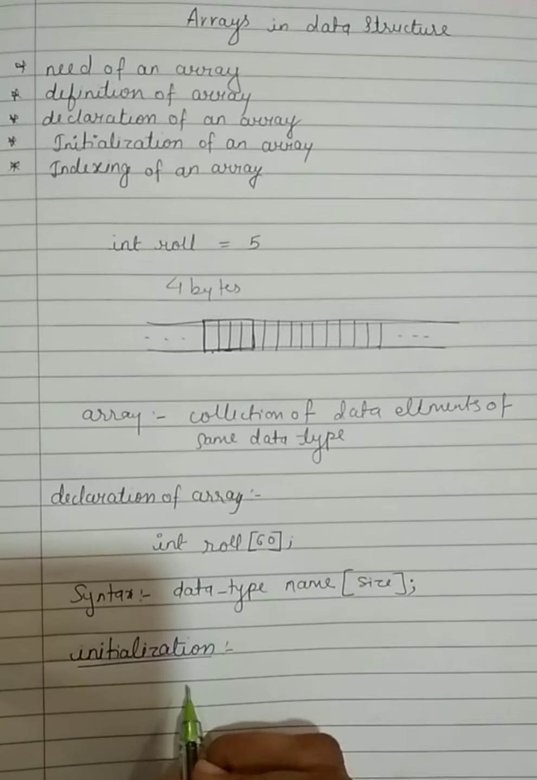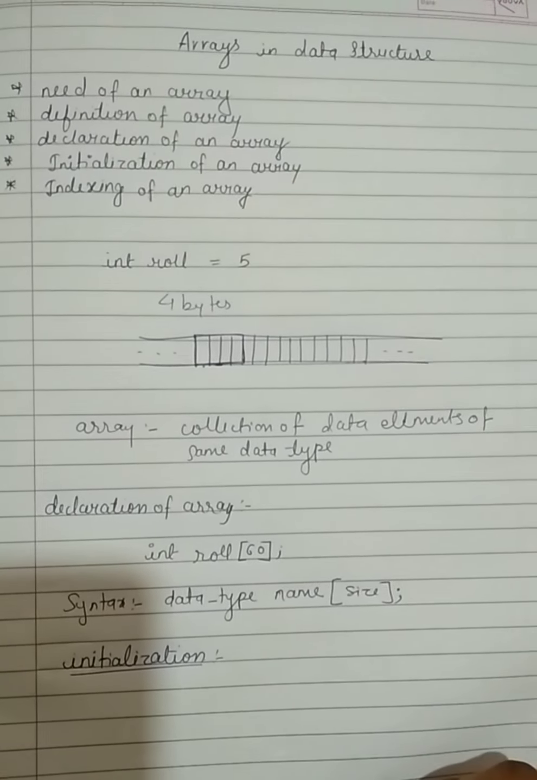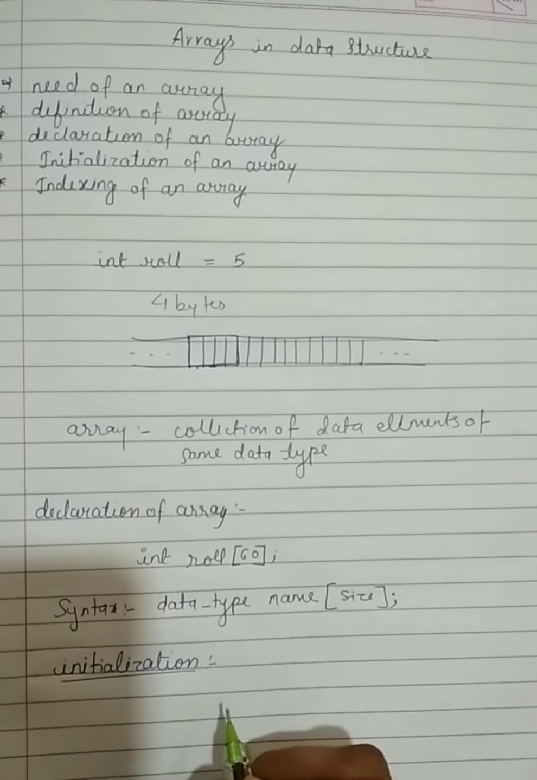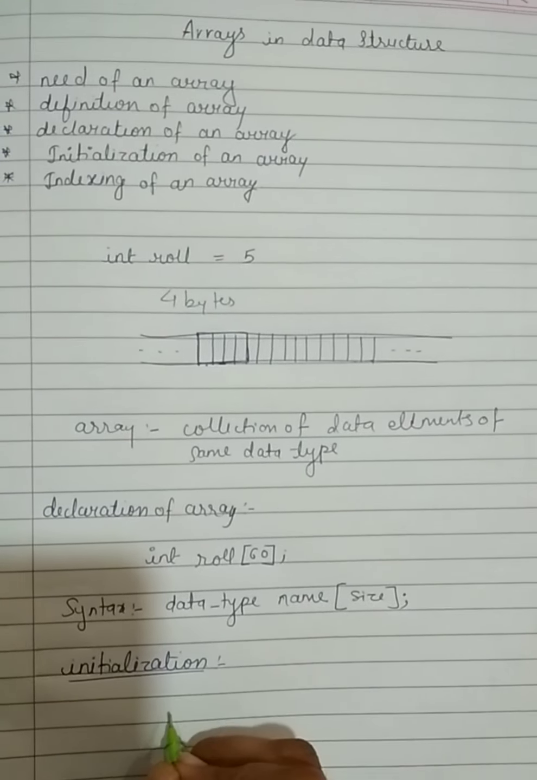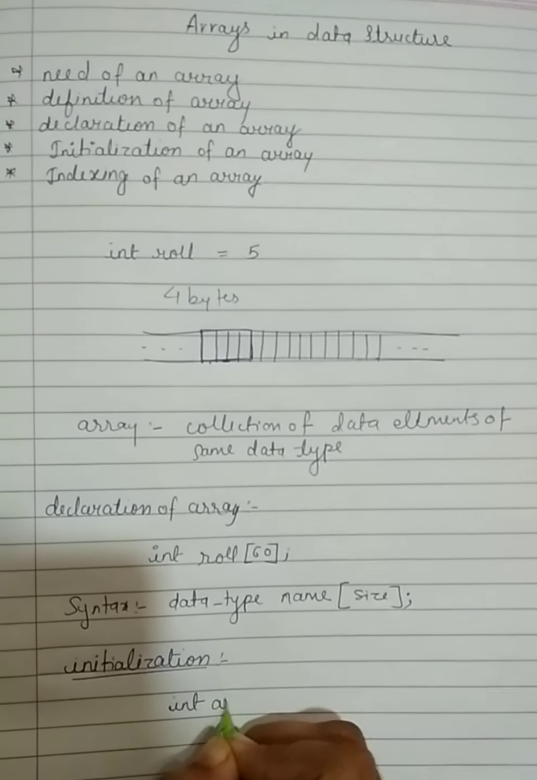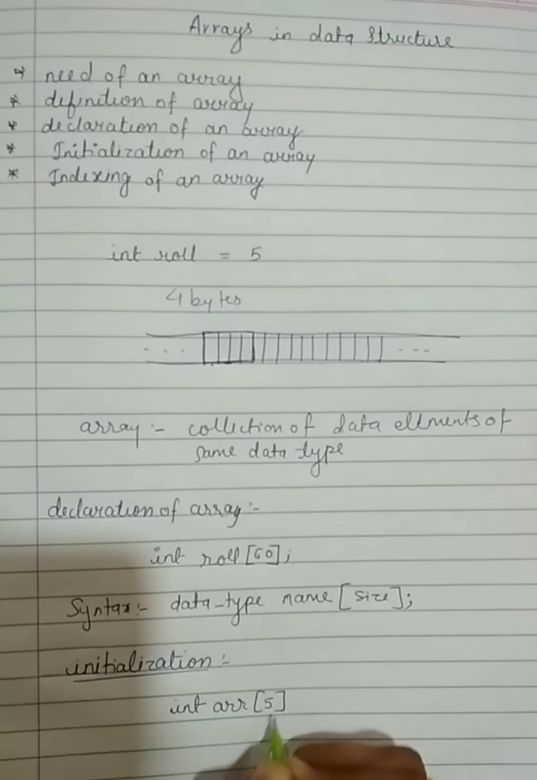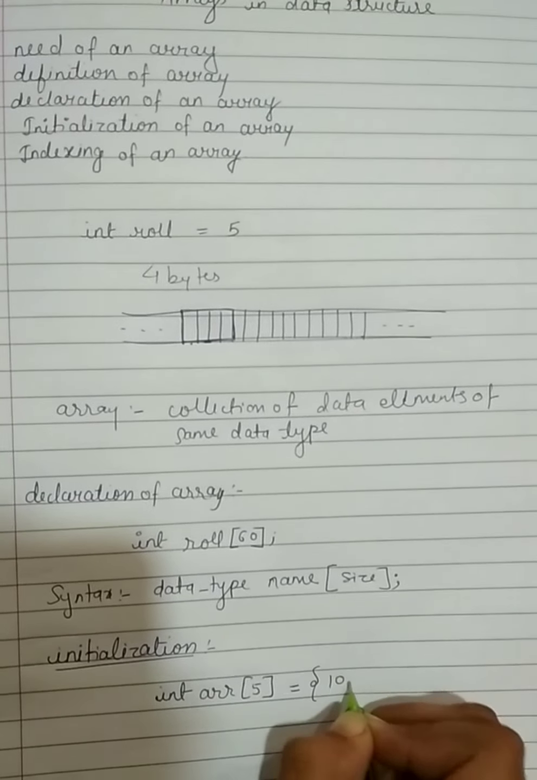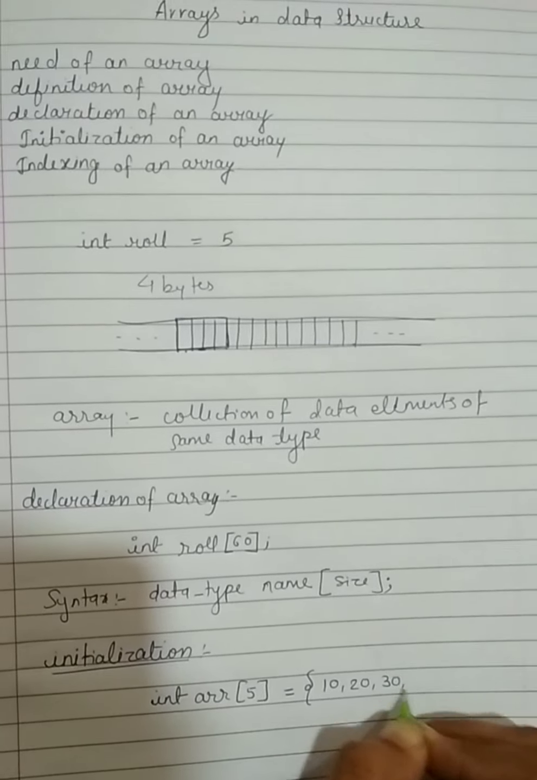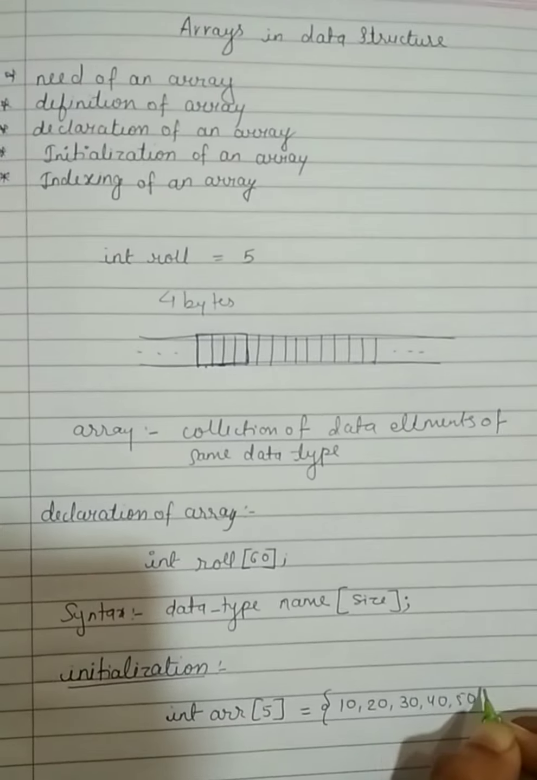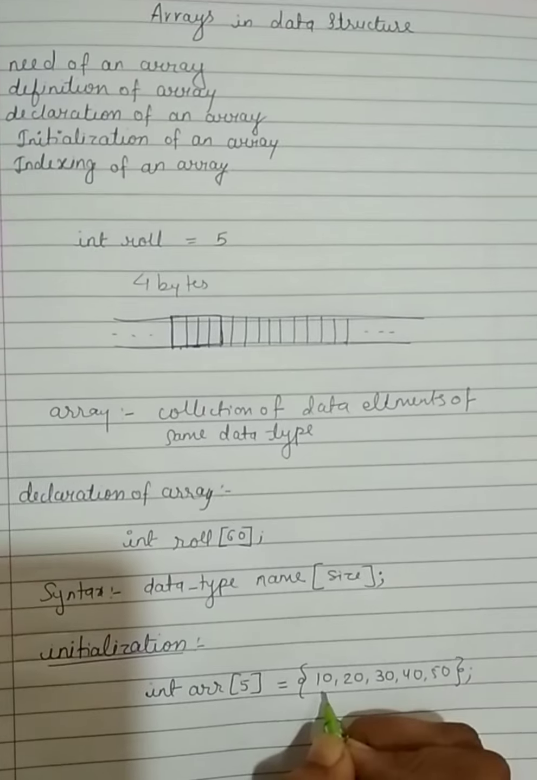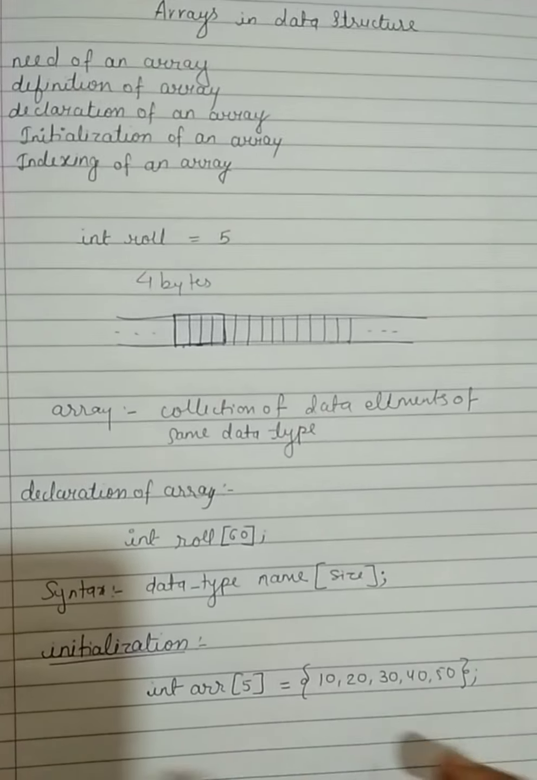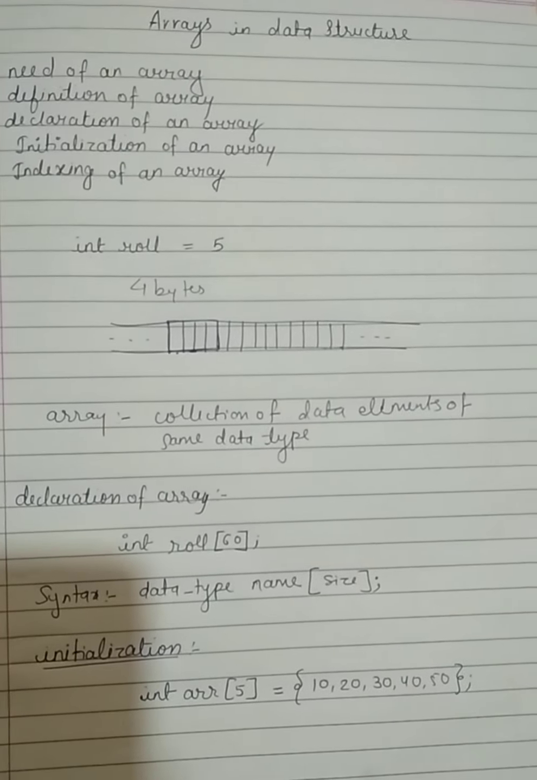Now the initialization, how to initialize the array elements. So we initialize the array at the declaration time only. Suppose you have an array of 5 numbers. So how to initialize? Like 10, 20, 30, 40 and 50. So this is a collection of 5 integers, and this is how you have to initialize the array.